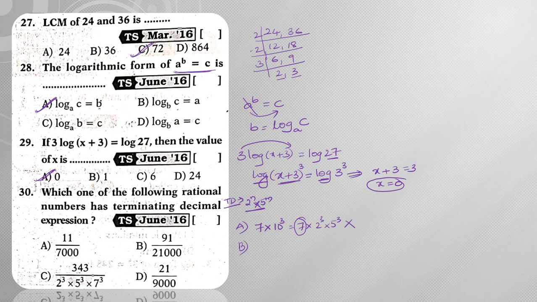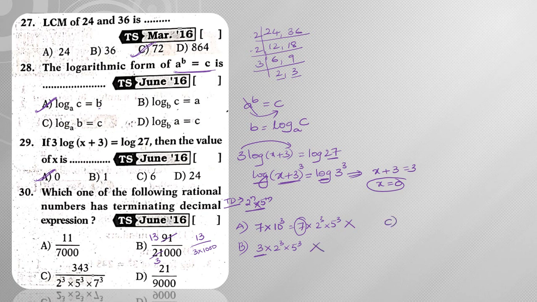Next, moving on to option B. In option B, 21 and 91 can be cancelled in the 7 table, right? 7 1s are 7, 7 3s are 21. Then I can write this as 13 by 3 into 1000. Furthermore cancellation is not possible with 13, so I can write the denominator as 3 into 2 cube into 5 cube. Other than 2 and 5 I have 3 as a prime factor, hence it is not a terminating decimal.